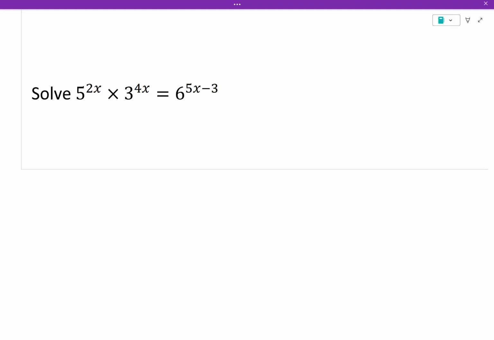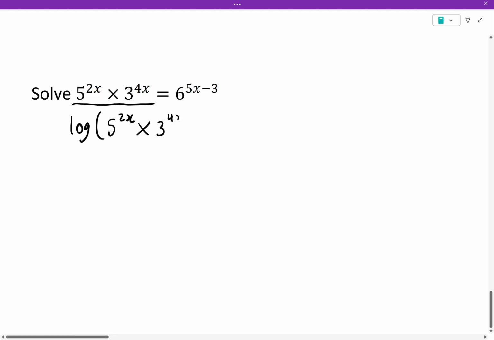In terms of what base you use, it's completely up to you because there's no format specified for our answer in the question. So I'm just going to take log base 10 of both sides, but I'm just going to write log. So we do log of the entire left-hand side: log, and then in brackets we would write 5 to the power of 2x times 3 to the power of 4x. And that would be equal to log of the entire right-hand side, which is 6 to the power of 5x minus 3.